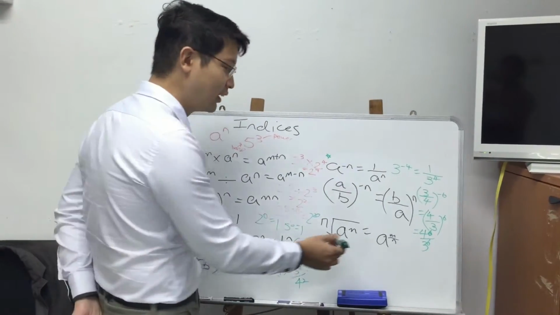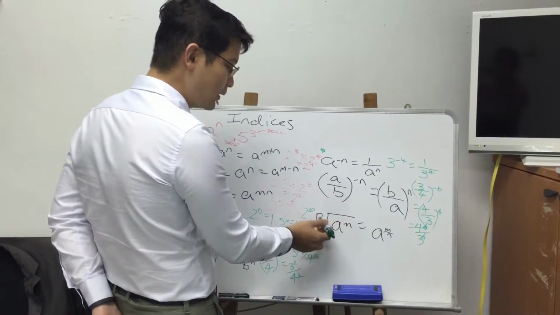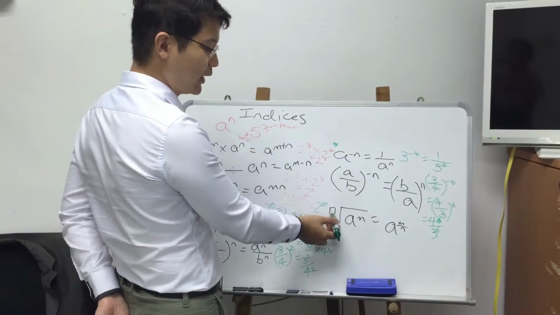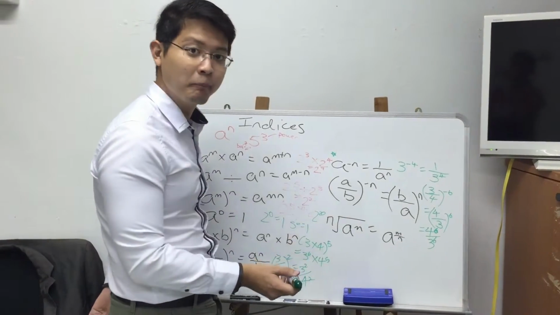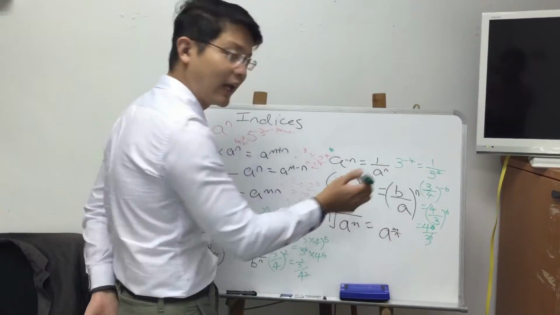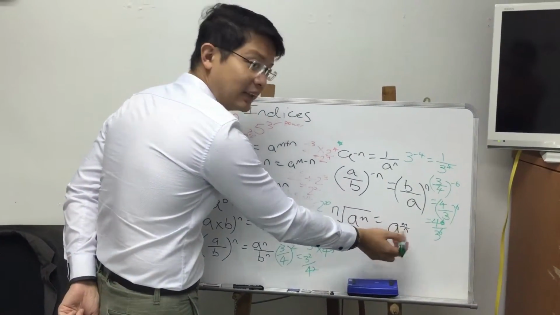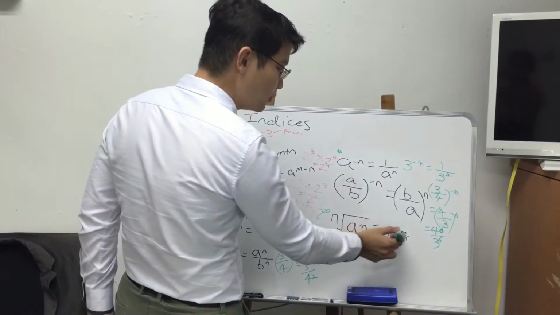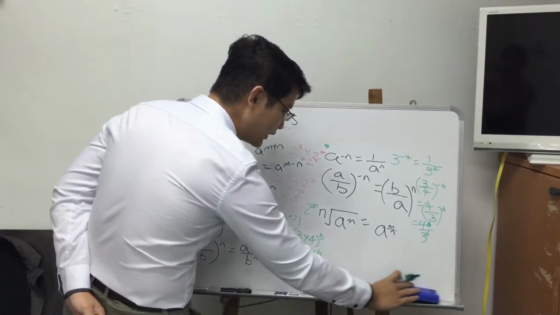Lastly, we have our fractional powers. For example, this one is the nth root of a to power m. This will be written as a to power m over n. Your root will be the denominator. Your power will be the numerator. So an example will be like this.